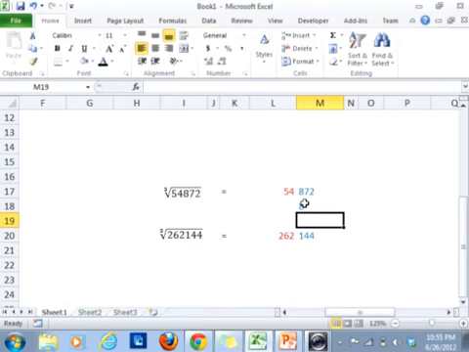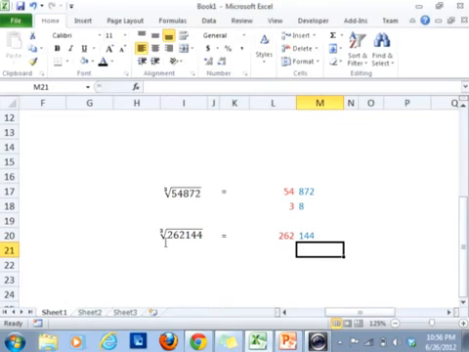And then 54. The largest cube I can subtract from 54 is 3 cubed. 3 cubed is 27 and 4 cubed is 64, so I cannot subtract 4 cubed. So I will write 3 here. So the answer is 38. As you can see, it was very quick, right?